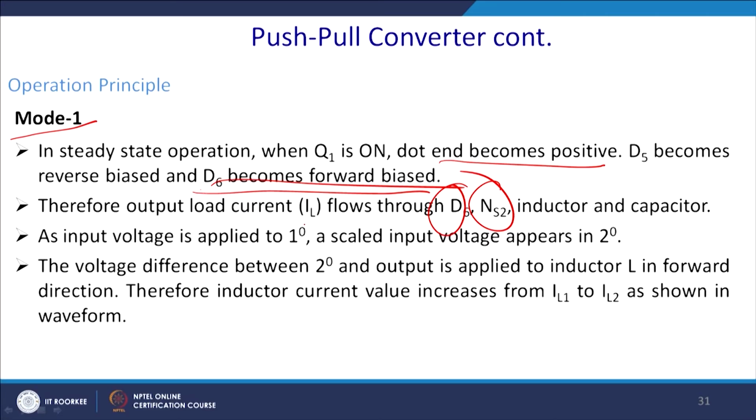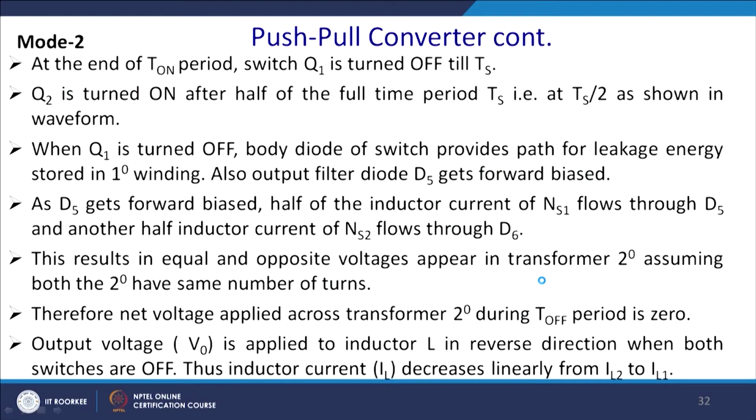The input voltage is applied to the primary, and the scaled input voltage appears in the secondary, that is, multiplied by Ns over Np. The voltage difference between the secondary and the output voltage is applied to the inductor L in the forward direction. Therefore, the inductor current increases from IL min to IL max in the subsequent time as shown in the waveform. Now, there will be a small pause between the conduction of Q1 and Q2, otherwise a line short will occur.